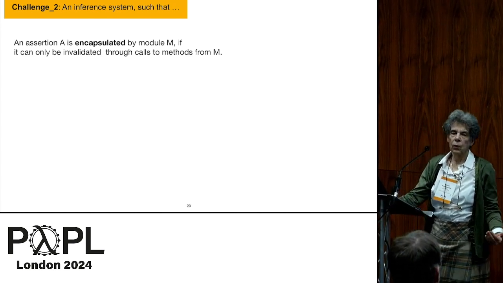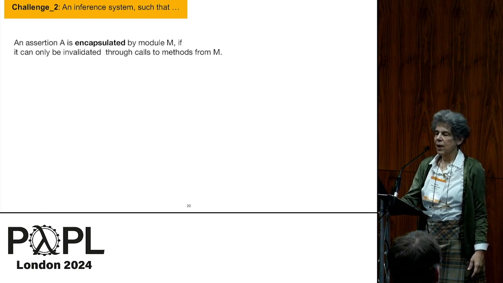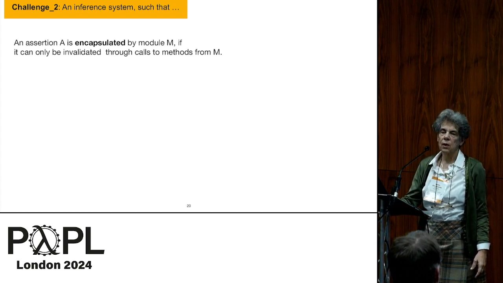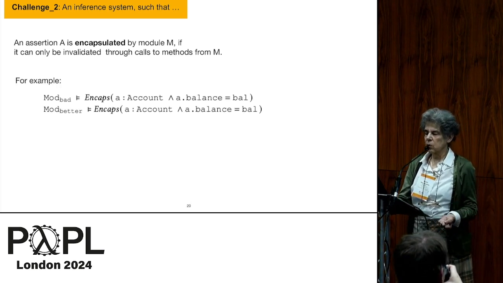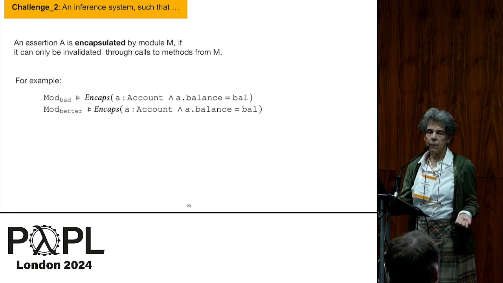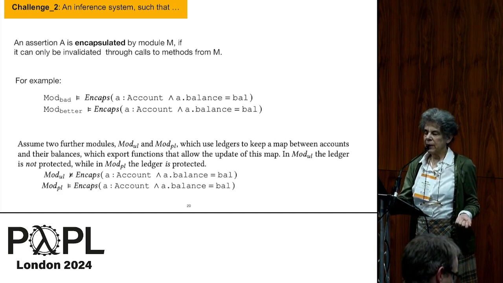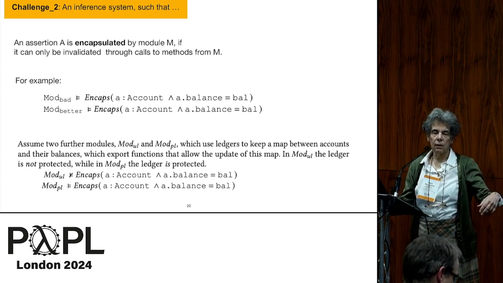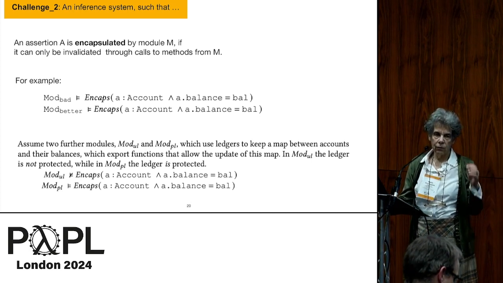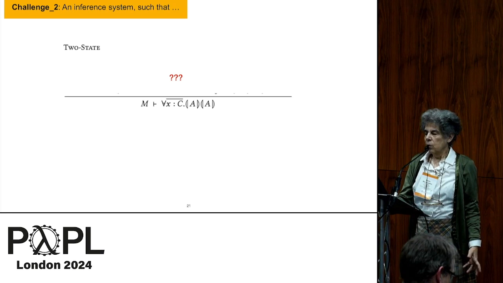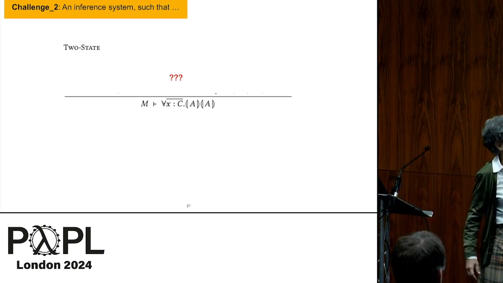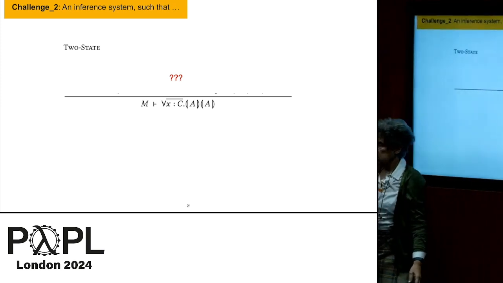In order to make progress, we need the concept of an encapsulated assertion, and this is an assertion whose validity can only be changed by calls into the module itself. So the assertion that some account has got a certain value is encapsulated both in the bad and in the beta module. But if I had another module where I had an external system ledger and anybody could modify the ledger, then the assertion would not be encapsulated. And the question is, how can we prove that this module satisfies such a specification?